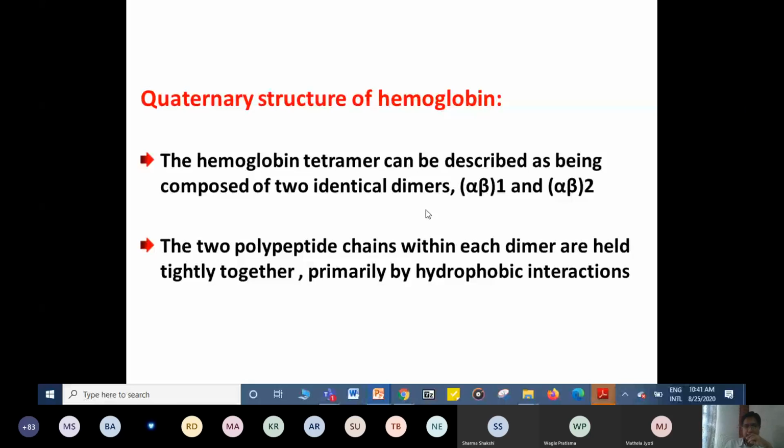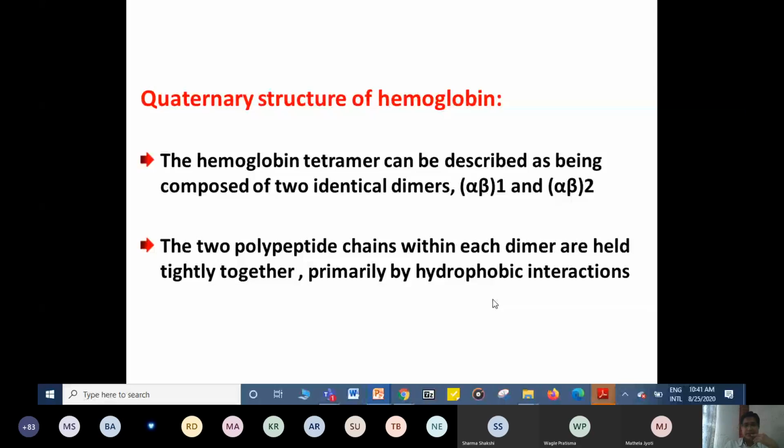Why are we also saying it is a dimer? Because this one alpha and 1 beta bind with somehow strong bonds, and another alpha and beta bind with somehow stronger bonds, but the connection between these two is slightly weak. That's why it can also be said as a dimer of 2 identical dimers. The 2 polypeptide chains within each dimer are held tightly together primarily by hydrophobic interactions. Now we'll see the picture also.